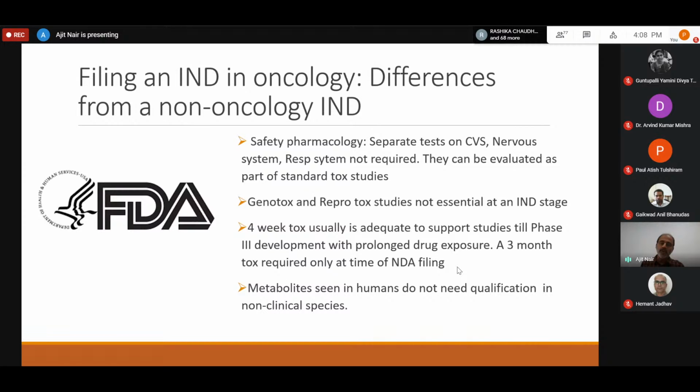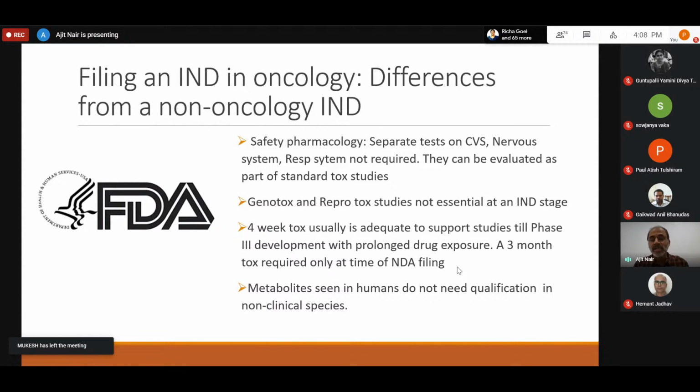if your drug really works and you have positive efficacy and safety data, when you file for an IND, you need to submit a 3-month tox at that time. But the 3-month tox is not required during your development phase. A 28-day tox will be enough during a development phase, right up to a 2 or 3 year exposure, to really support the IND. So that's one key stark difference for an oncology IND from a non-oncology IND.